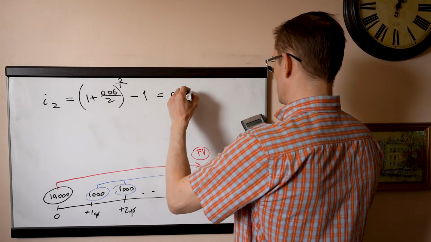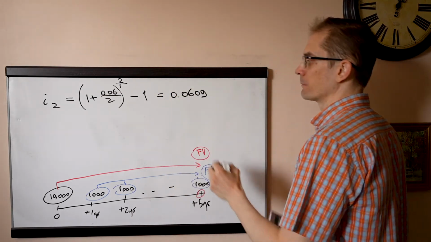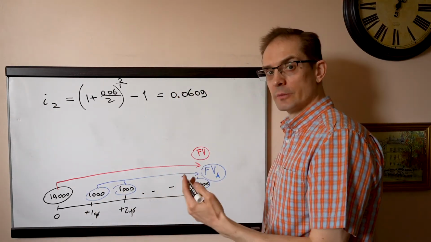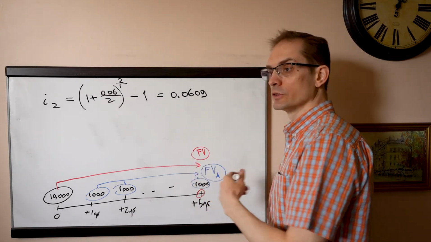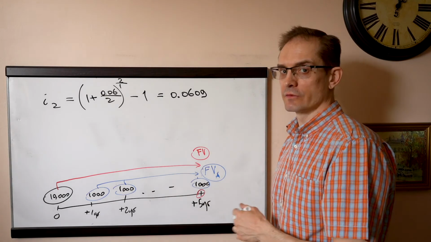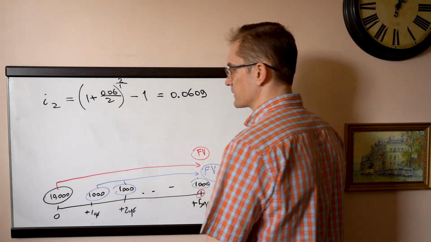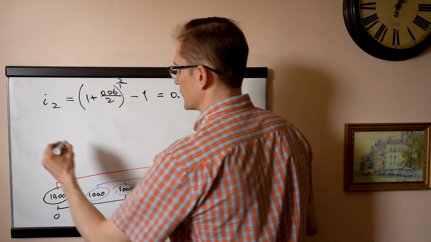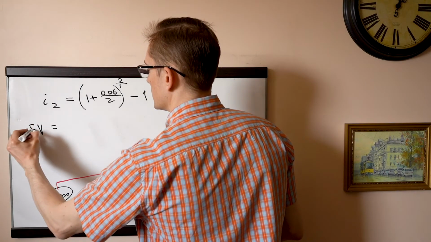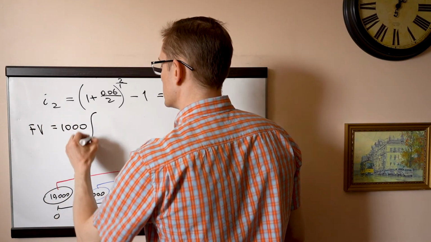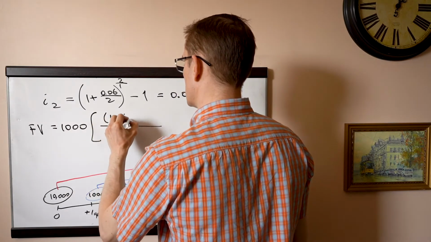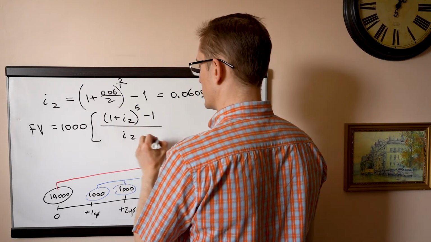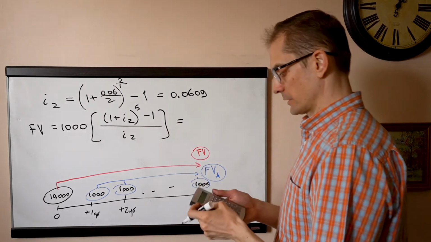So it's 0.0609. Okay. So in essence, you have here periodic rate, which is the same as nominal rate in this problem because that rate is compounded annually, right? And it's the same as effective rate actually. So we have this I2. Now let's calculate the future value of annuity first, okay? So future value of this annuity is $1,000, 1 plus I2, so we have 5 periods minus 1, and we'll divide by I2. So let's do that.